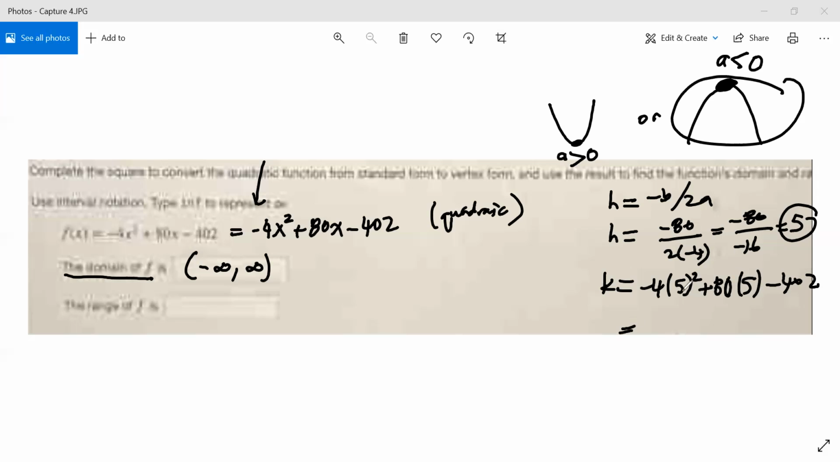And this is 25 times negative 4, negative 100. 5 times 80, that's 400, minus 402. And 400 minus 402 is negative 2, so this will be negative 102. Then basically the graph is like this. So you're going to have something like this. Okay, so the maximum.